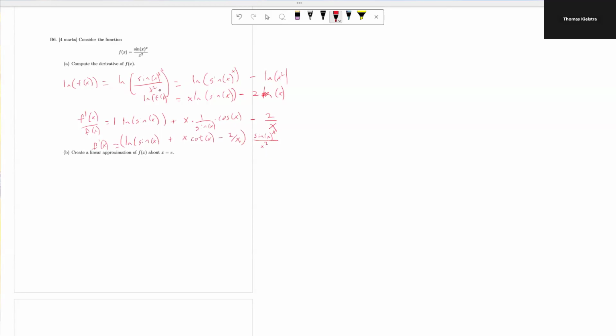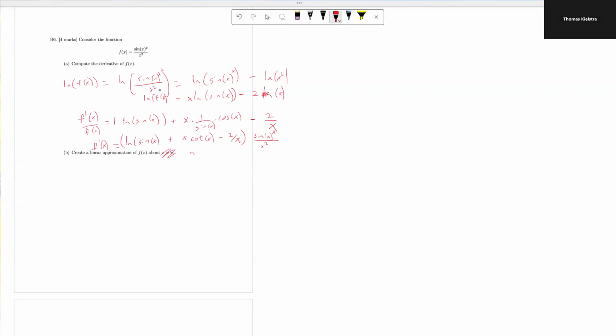And here it said to create a linear approximation of f of x about x equals pi. And this turns out not to be great because the function actually has a domain restriction at pi. It kind of looks like this and stops at pi. If you plug it into Desmos, you can figure that out. So it's not a great number.